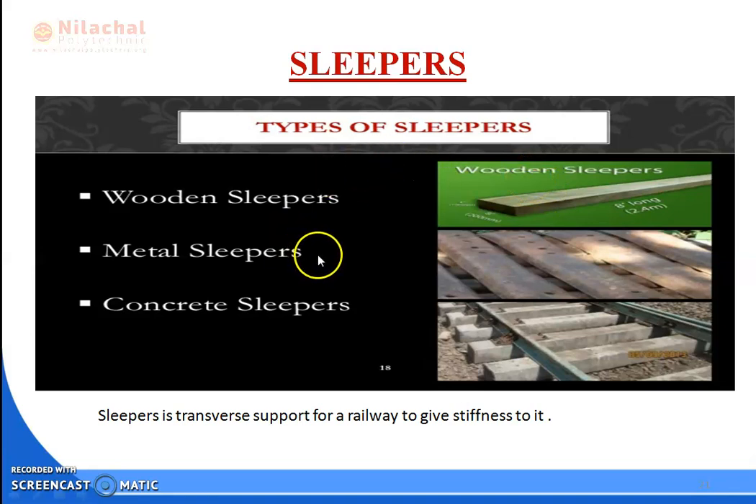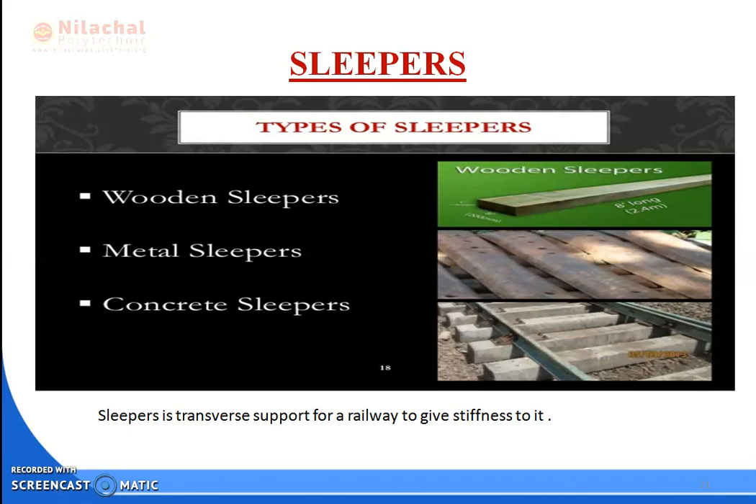But the demerit of using metal sleepers is that they get corroded due to the rain, so they will be damaged very soon. That's why it is not suitable for a rail track for a very long period.